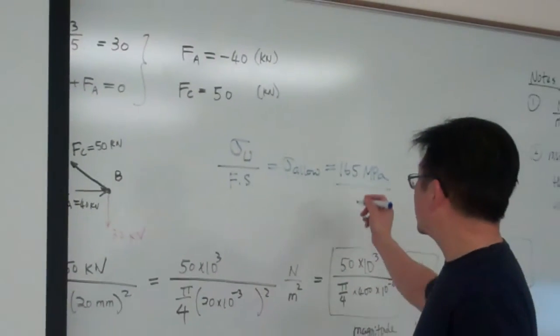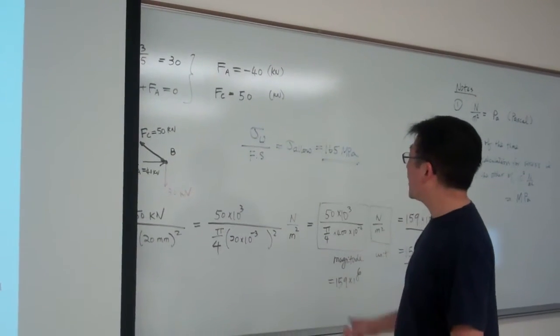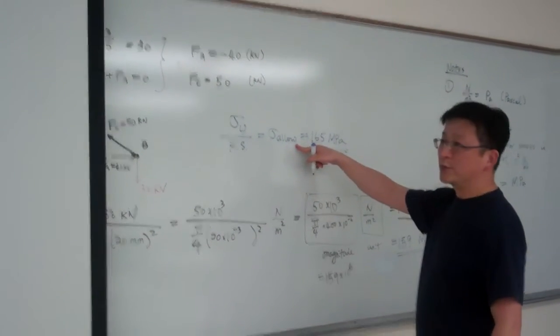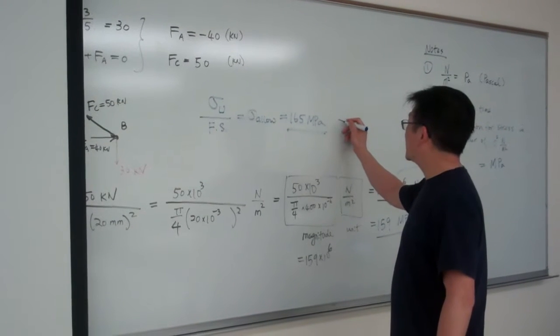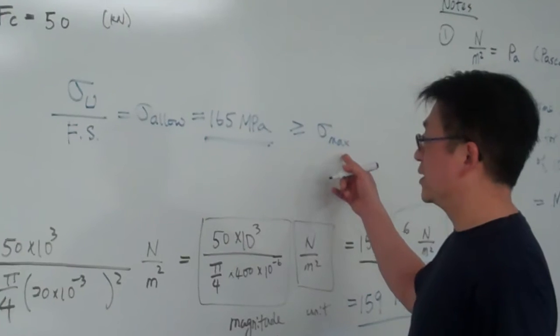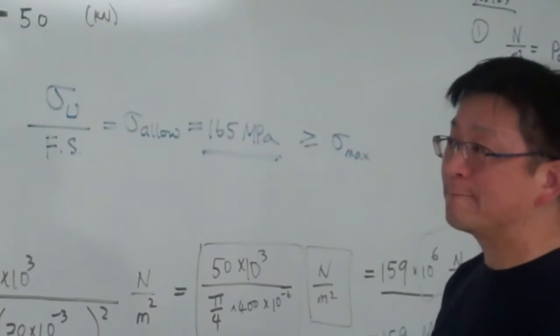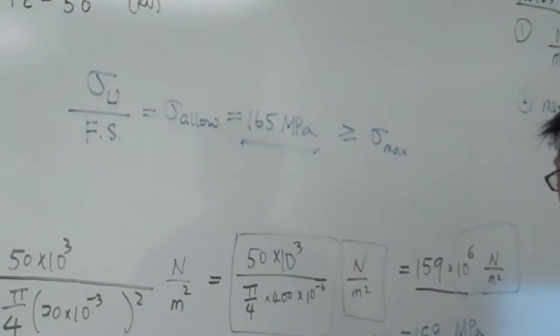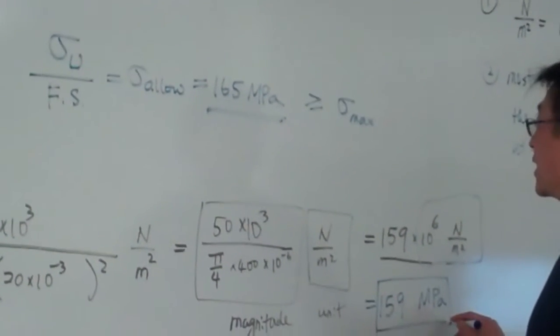So this is our design criteria. And what that means, allowable stress. Allowable stress means this should be the upper limit. That should be greater than or equal to all the possible maximum stress that will be experienced by your design. So from our previous example, our calculation is 159 MPa.